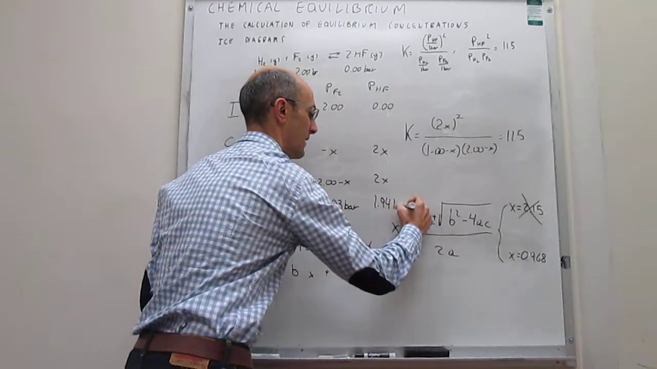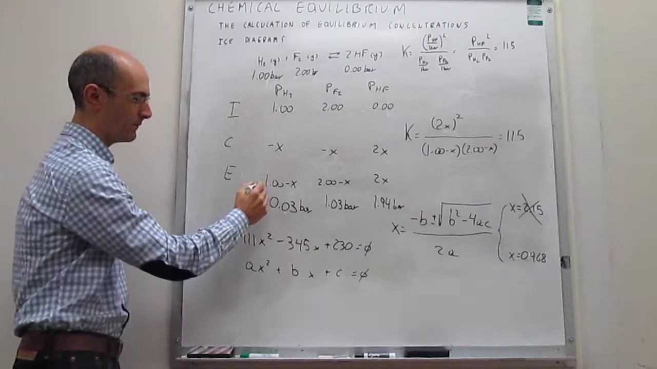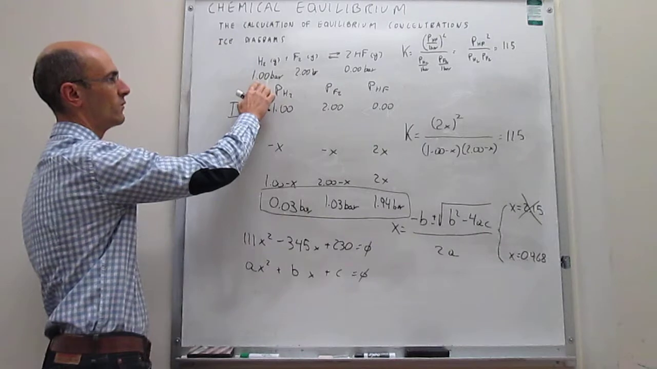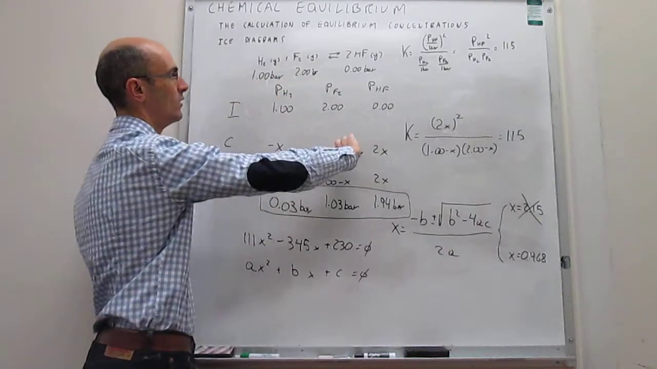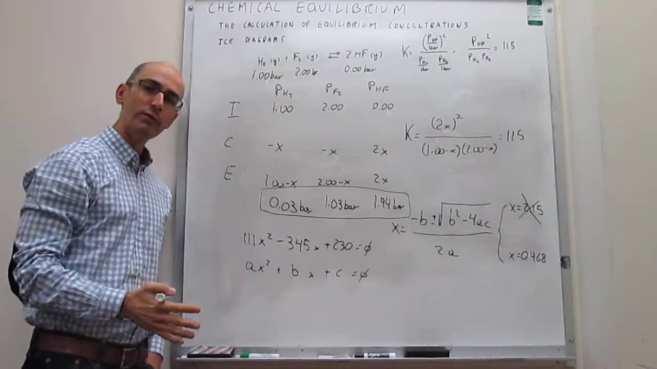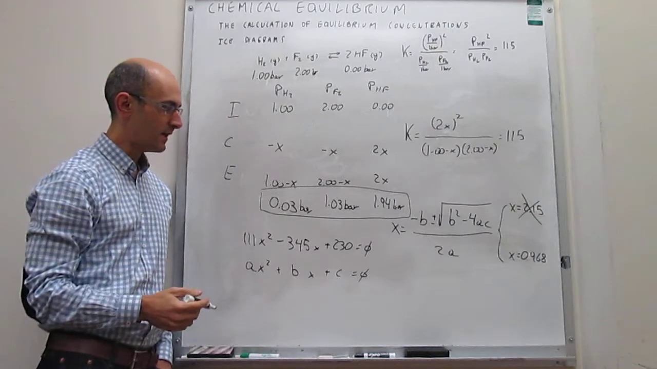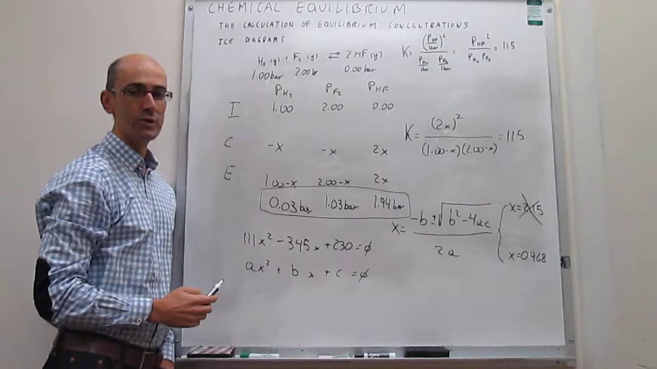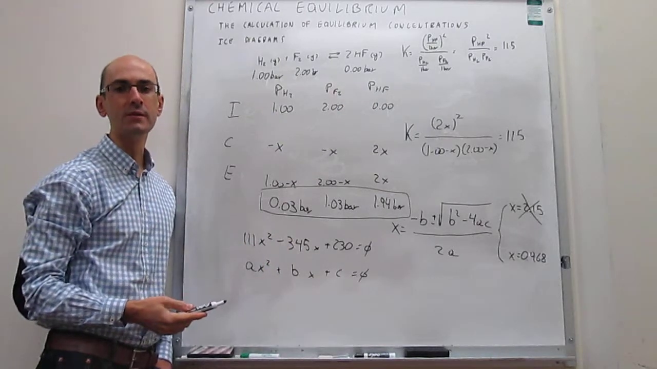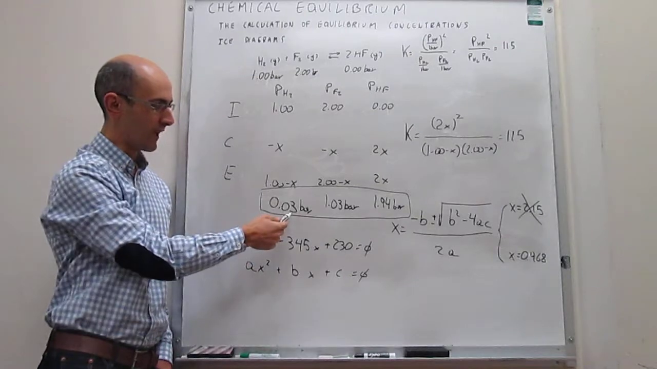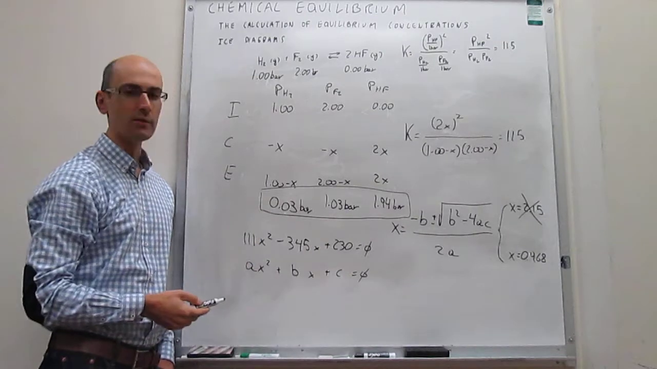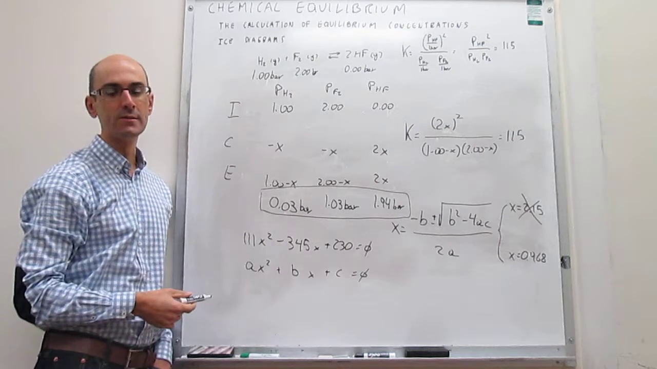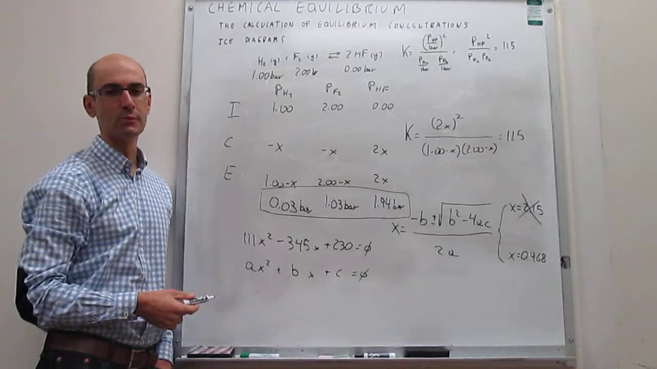So that ends our problem. These will be the partial pressures at equilibrium if you start the reaction with 1 bar of hydrogen and 2 bar of fluorine. We can do a final check: if we plug these numbers into the equilibrium expression, we should recapitulate the value of the equilibrium constant, which is 115. Here you only have one significant figure in your calculation, but when you type those numbers in the calculator, you will find that you do recapitulate that equilibrium constant, so the problem is well done.